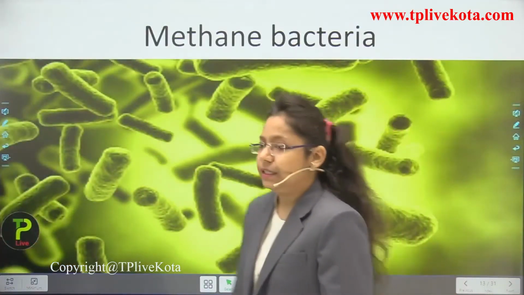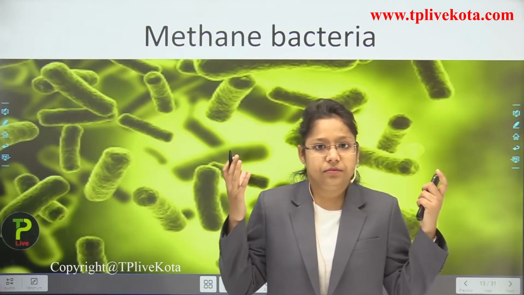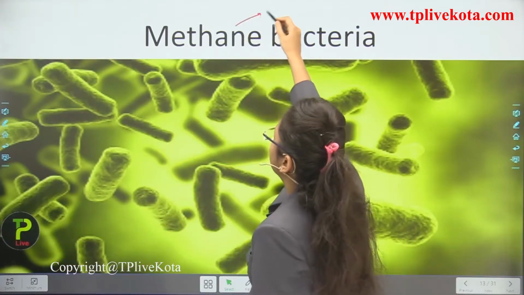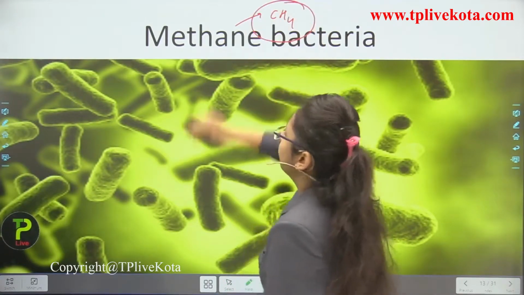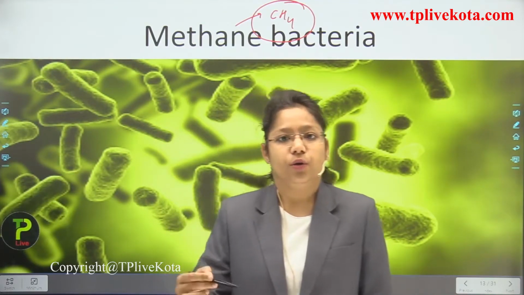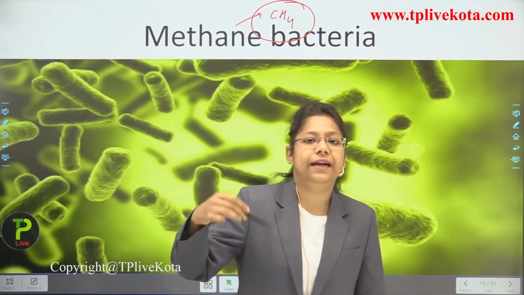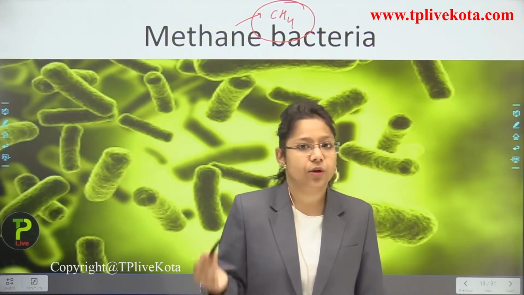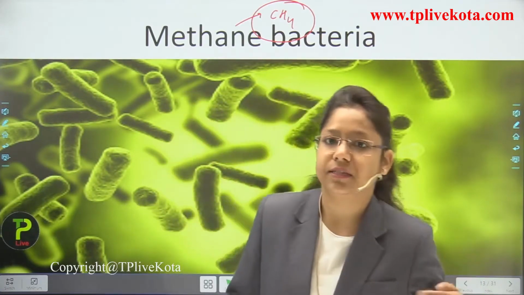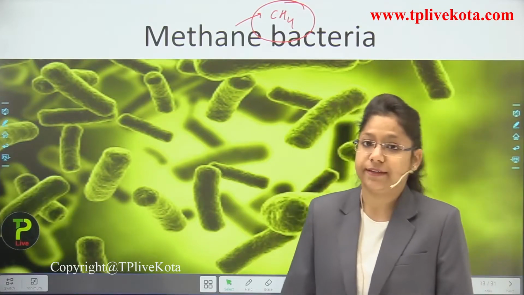Next is methane bacteria. Methane bacteria is a bacteria which converts decomposed food into methane, CH4. This is the formula of methane, CH4. These are also known as methanogens. When an animal body or a plant body dies, it is converted into methane gas. The methane bacteria come over there and act like a decomposer, and then it gets converted into methane, that is CH4. So are you understanding about the photoautotrophs as well as chemoautotrophs?